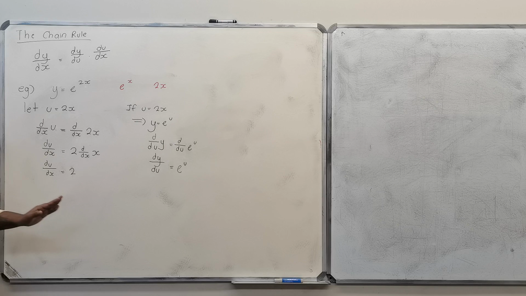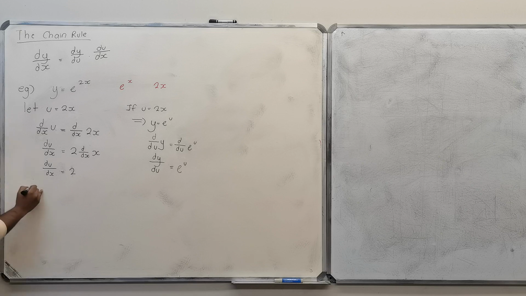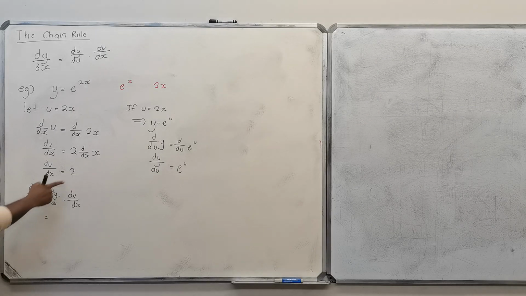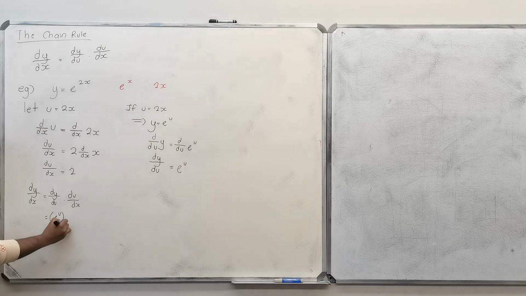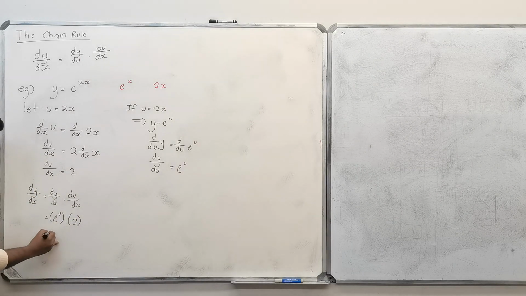So now we have du over dx and dy over du. So you apply the chain rule, okay? Your chain rule says that dy over dx is equal to dy over du times du over dx. dy over du is e to the u, times du over dx, which is 2. So your answer is 2e to the u.